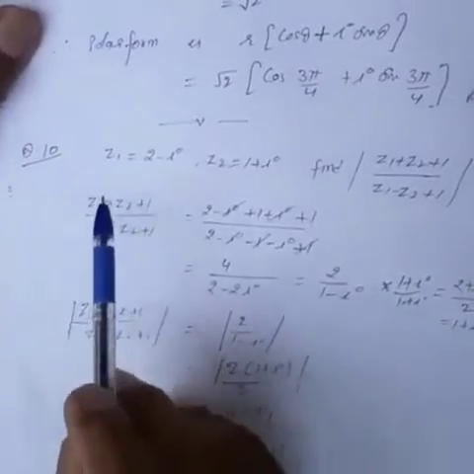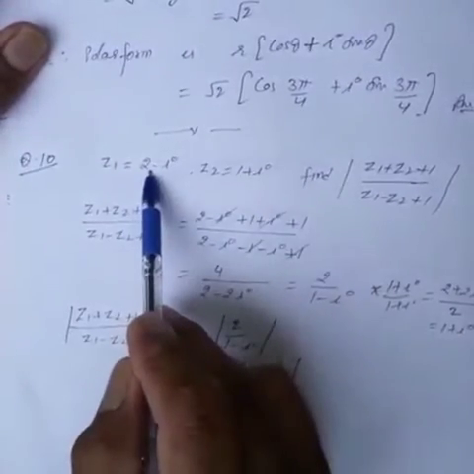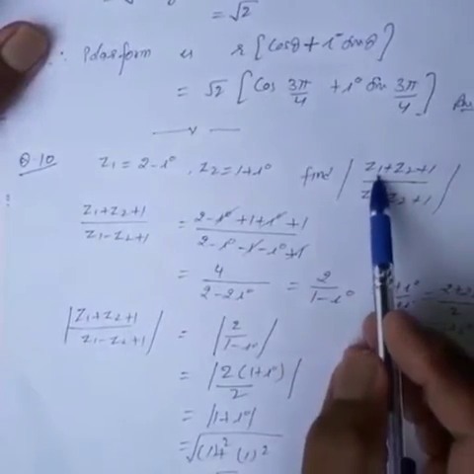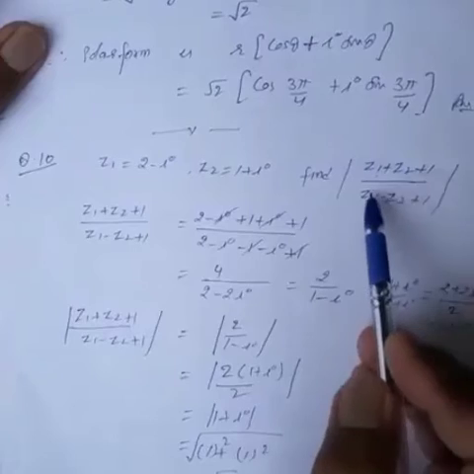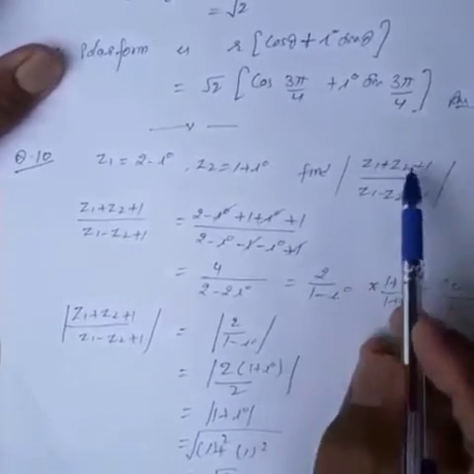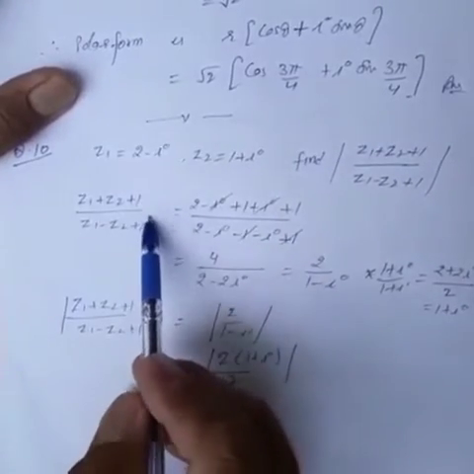Now move on to question number 10. Z1 and Z2 are given to us. Z1 is 2 minus iota and Z2 is 1 plus iota. Find the mod of (Z1 plus Z2 plus 1) upon (Z1 minus Z2 plus 1). So before the mod, we will find this complex number.